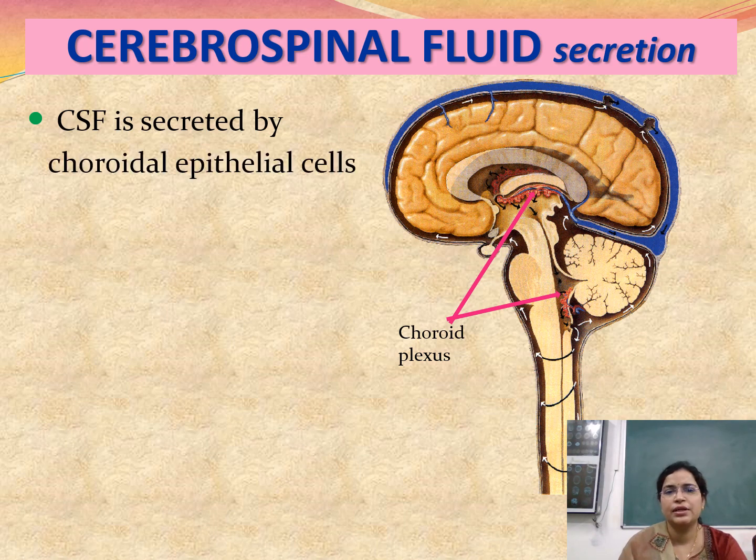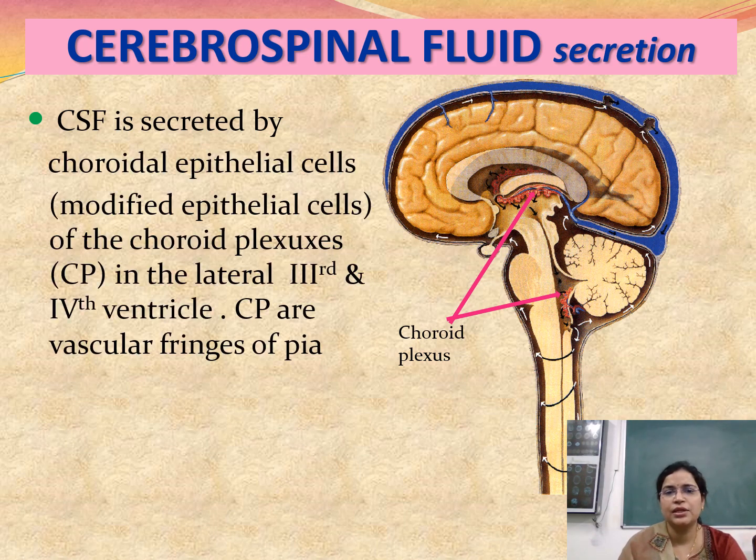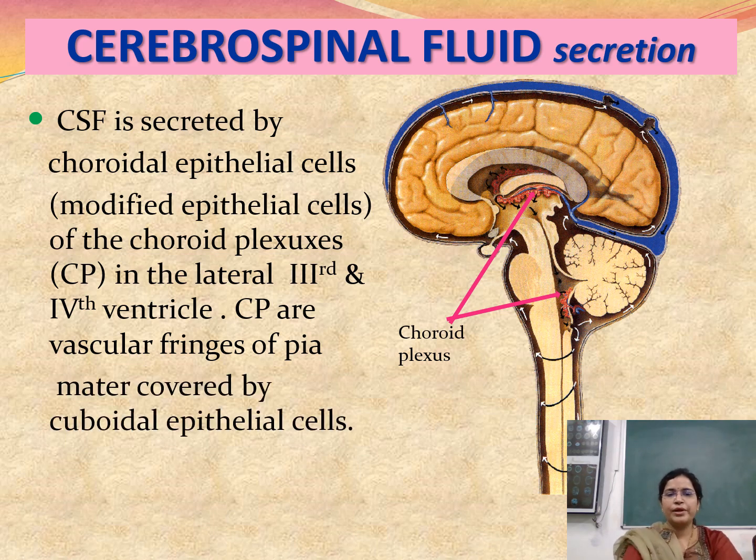CSF is secreted by the choroidal epithelial cells, which are modified epithelial cells of the choroid plexus, in the lateral, third and the fourth ventricle. Choroid plexuses are vascular fringes of the pia mater covered by cuboidal epithelial cells.